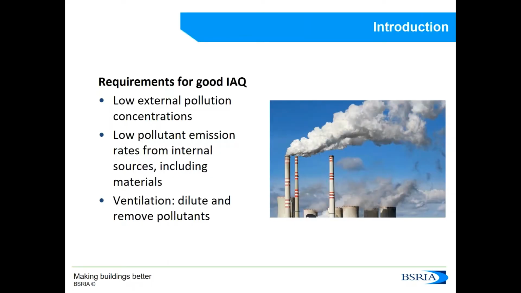In order to have good indoor air quality, we have to have a series of requirements, which are to have low external pollution concentrations, low pollutant emission rates from internal sources, including materials, and to have good ventilation to dilute and remove the pollutants, because sometimes indoor air quality is actually 8 to 10 times worse than the air outside.